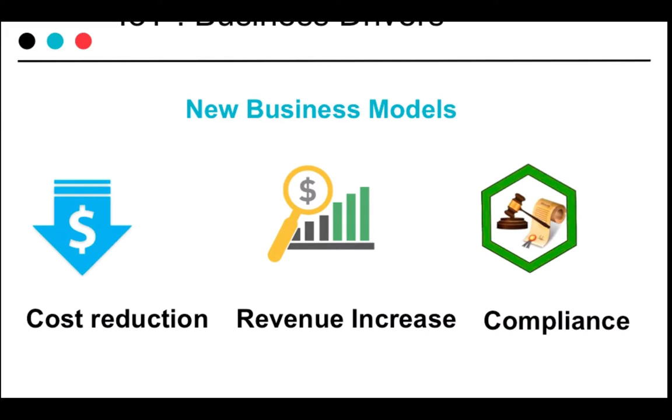A business that is considering implementing Internet of Things has to convince itself of the ROI in one or more of these categories. Either it's a cost reduction, and or it's a revenue increase, and or it's a compliance reason. Cost reduction, I'll give you an example of that.